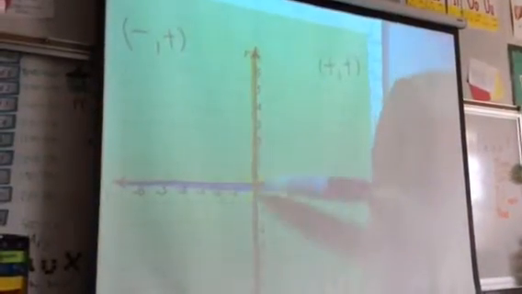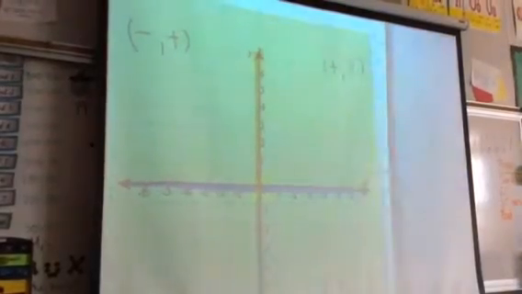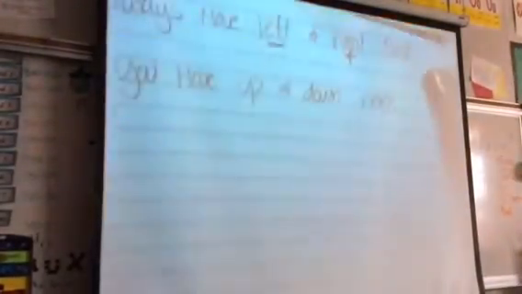So now what about when I move up? Touch your nose if you know, is it a positive or negative move when I move up? Tell me, positive or negative? Positive. So I'm going to write a positive sign underneath up. And then when I move down, is that a positive or negative? Negative, yes.